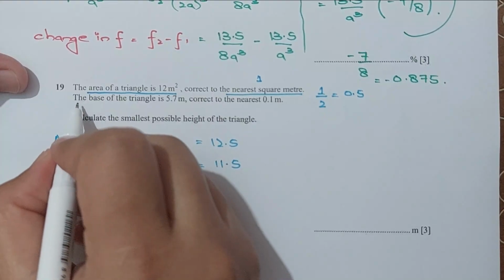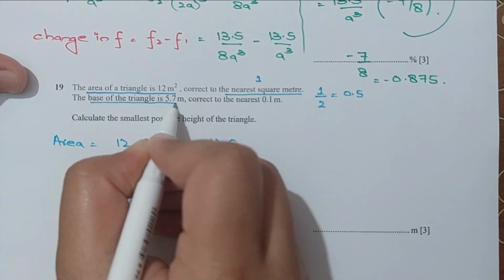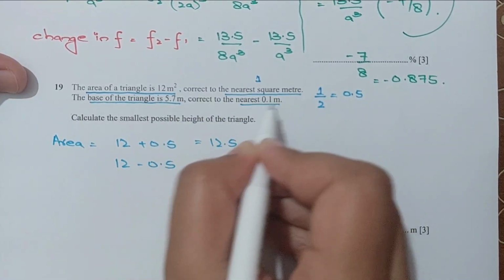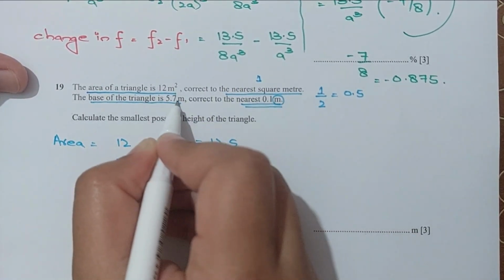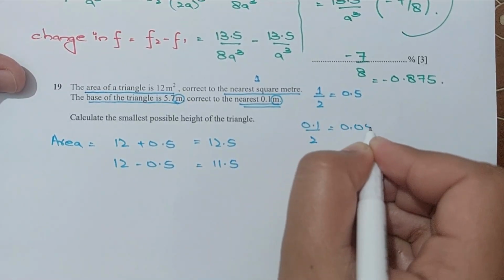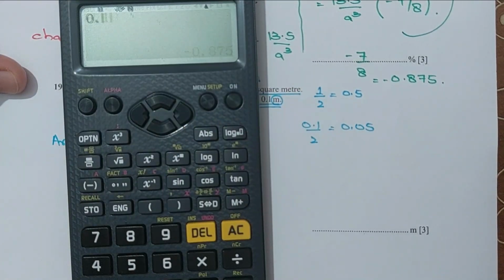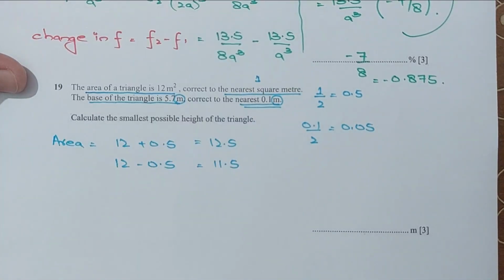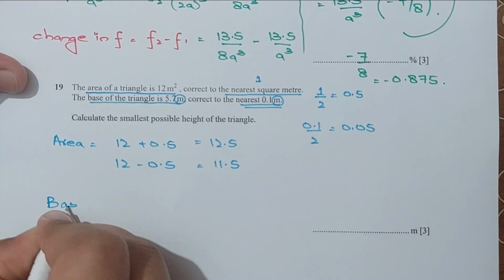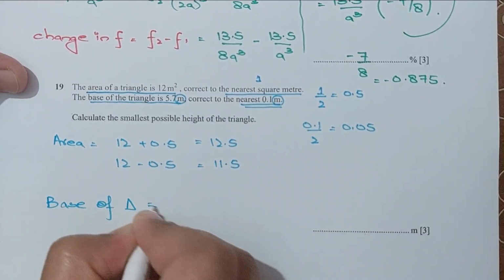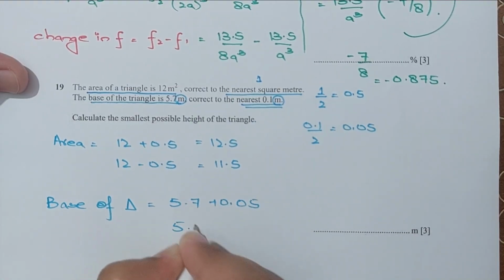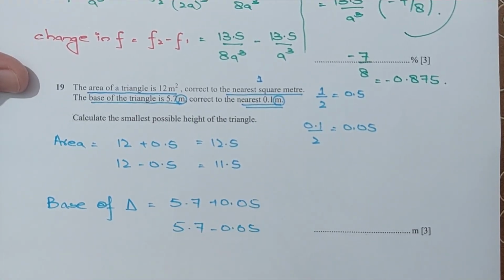Now the rest of the question says the base of the triangle is 5.7 meters, correct to the nearest 0.1 meter. Both have the same units. Again, 0.1 divided by 2 is 0.05. Let me double check. 0.1 divided by 2 is 0.05. For correct to the nearest, again finding the upper and the lower bound. Base of triangle, this is 5.7, add 0.05, and then 5.7 subtract 0.05.